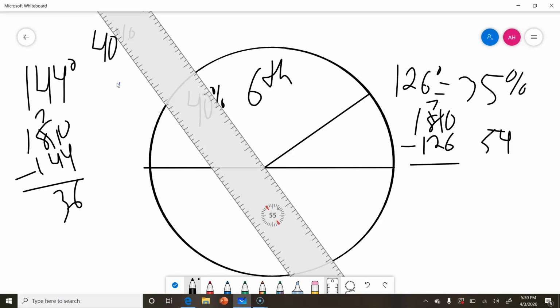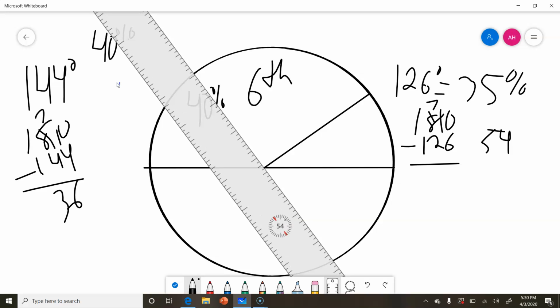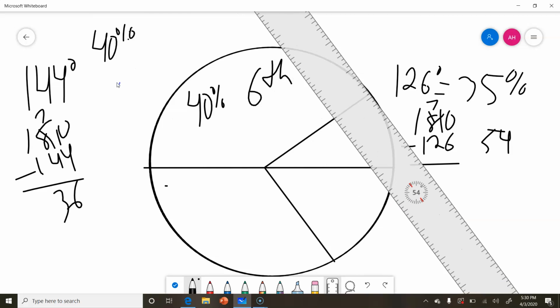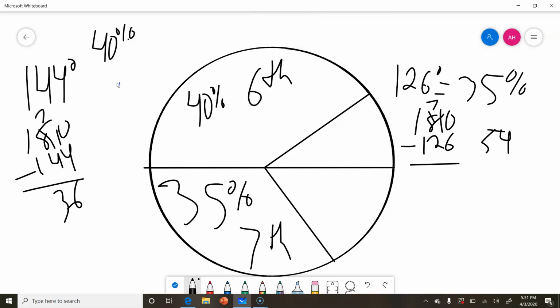So that is right. Oop, almost got it. 54, there we go. Boom, there we go. So this guy down here now is 35%, and that is the 7th grade. Now, the cool part is I'm done, right? I don't even have to measure what this guy is over here. I'm going to erase this line because he's kind of not necessary. And what was that last category? It was 25%, which is the 8th grade.